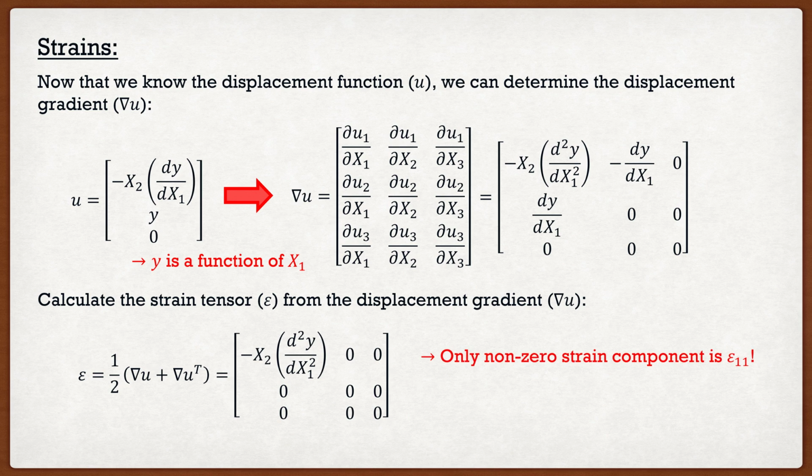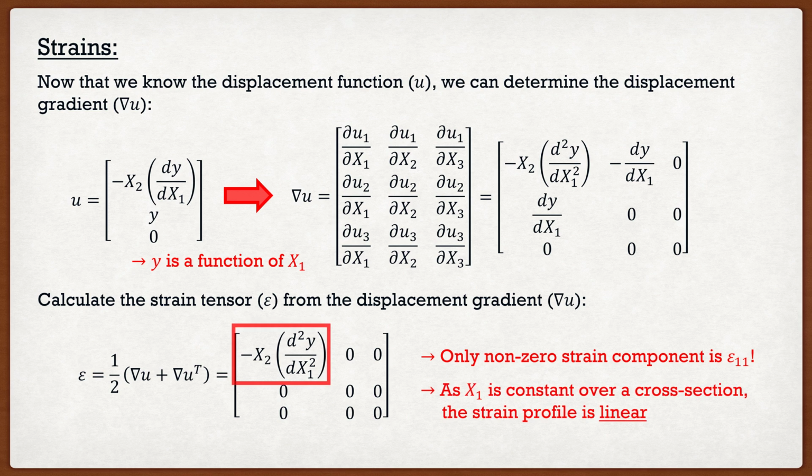Now, if we look at this and we were to ask you, what is epsilon 1,1? Well, it's simply going to be negative x2 multiplied by the second derivative of our deflection function. All right? And since x1 is constant over the cross section, we can see that this strain profile is actually going to be nice and linear, which is perfect. We want something that's nice and linear, it's nice and simple. And if you have ever designed any sort of steel or concrete, and you were to do a sectional analysis, we always assume that the strain profile is linear. So this is exactly where it comes from.